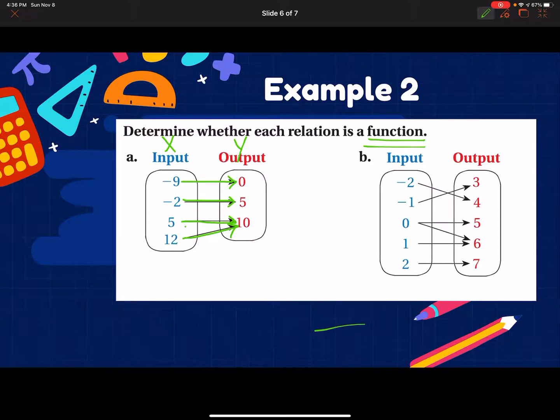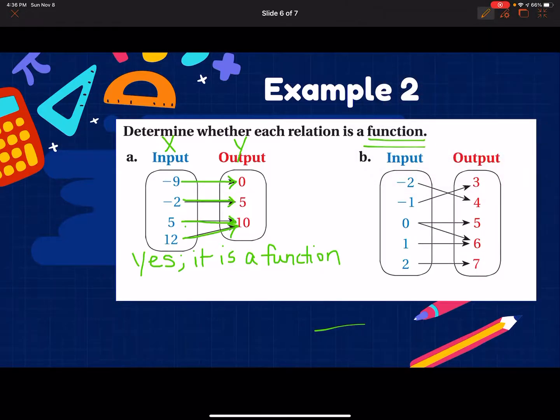Determine whether each relation is a function. Yes, it is a function. And if we're asked to explain, we can simply say each input or each x value has exactly one output.